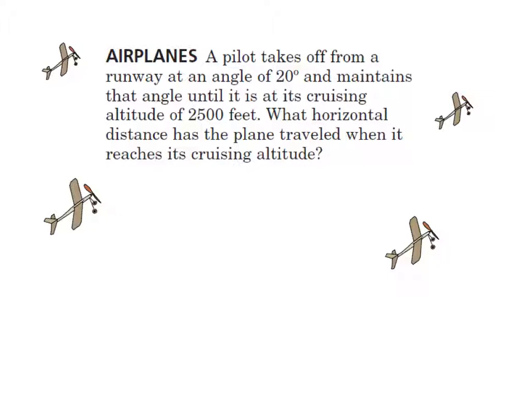A pilot takes off from a runway at an angle of 20 degrees and maintains that angle until it is at its cruising altitude at 2,500 feet. What horizontal distance has the plane traveled when it reaches its cruising altitude? So it appears we do not have a picture to go with this problem, so please take another moment and draw yourself a picture that would match with this word problem.